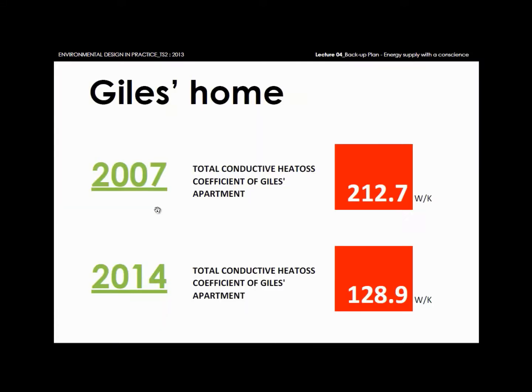Okay, so I told you what my home was like, and my home has improved as a result of what I've done to it. So I want to now move on and tell you what that actually means in terms of energy. So the figure that we got for my home today was 128 watts per Kelvin.